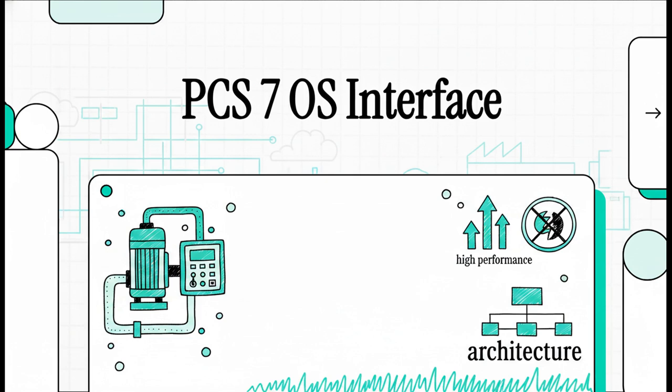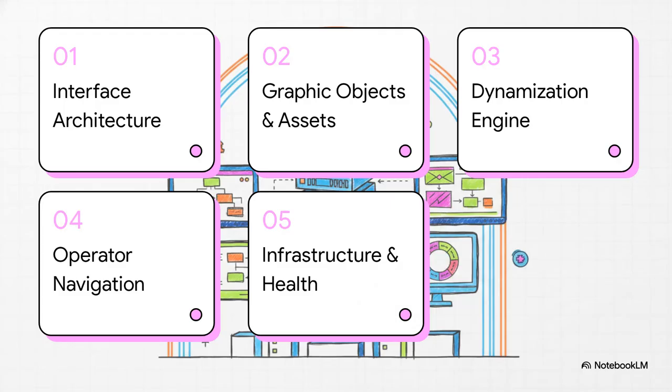So in today's explainer, we're going to break down the exact architecture you need to build a rock-solid, high-performance operator station interface right inside SIMATIC PCS7. Okay, let's dive right into this. To wrap our heads around this complex software, we're going to use a simple roadmap. We'll be covering 5 key areas today.